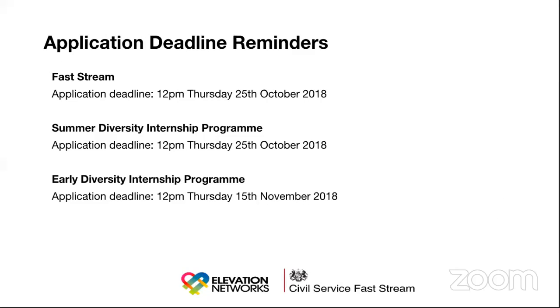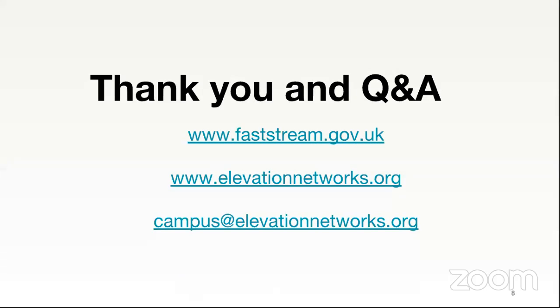So again, a reminder about the deadline for the Early Diversity Internship Program. The deadline isn't until the 15th of November, so you should have plenty of time if you are a first year applying to the Early Diversity Internship Program. However, for the SDIP and Fast Stream, the deadline is next Thursday at 12 p.m. So that's all we have to go through for now. And we're not going to get the chance to practice the test.